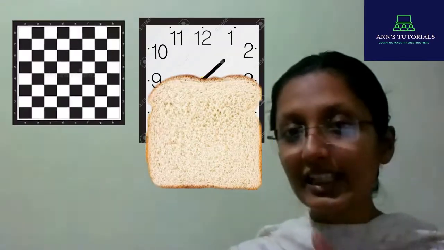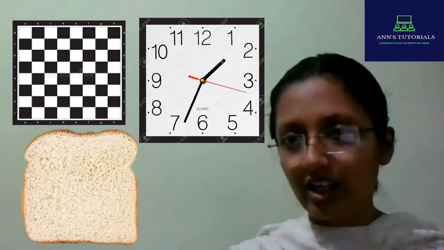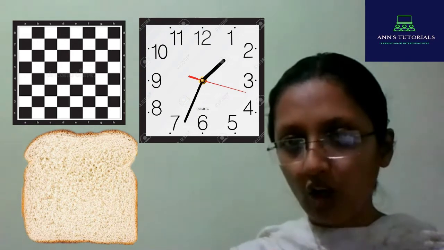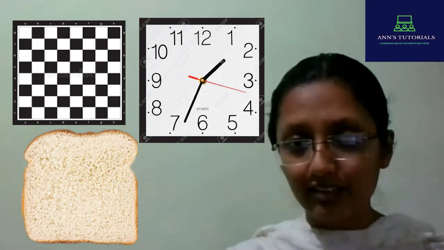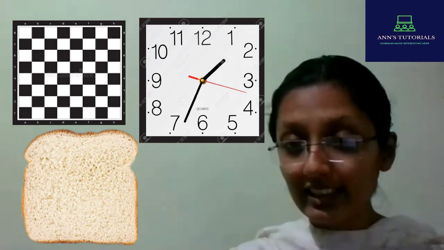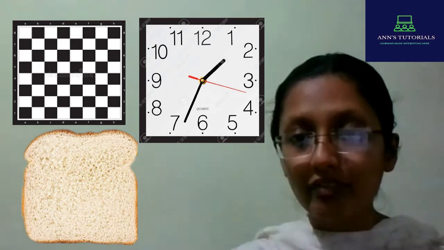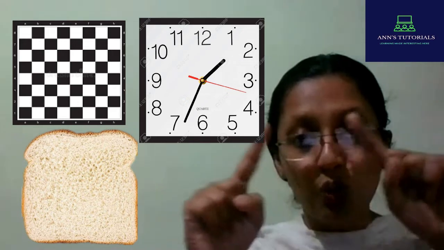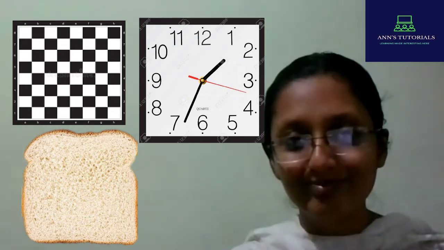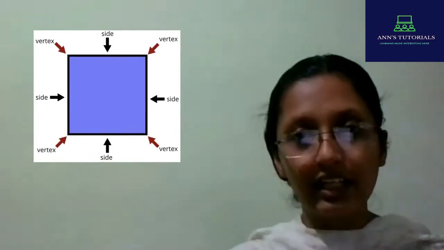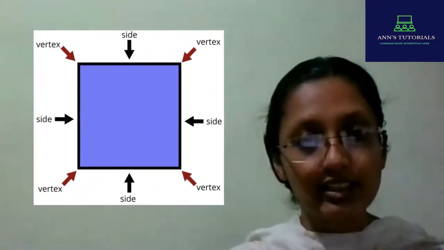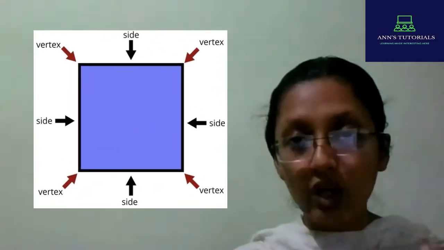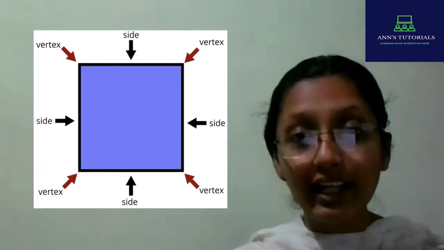Here, we can see some objects. A chessboard, a wall clock, and a slice of bread. What is the thing which is common between all three of them? We can find the shape of a square in each of them. A square has 4 sides and 4 vertices, and all the sides of a square are equal in length.